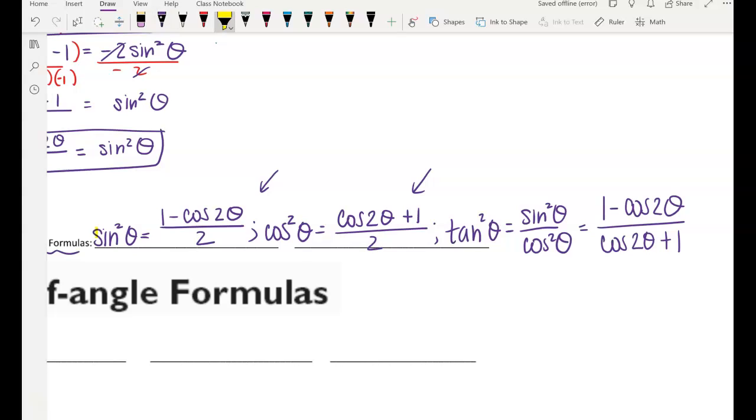Well, you guys know sine square is 1 minus cosine square. And then same thing with this, but now we just have others that we can use as well. So now that we have more to use, you can use whatever you want, whichever is easier for you.